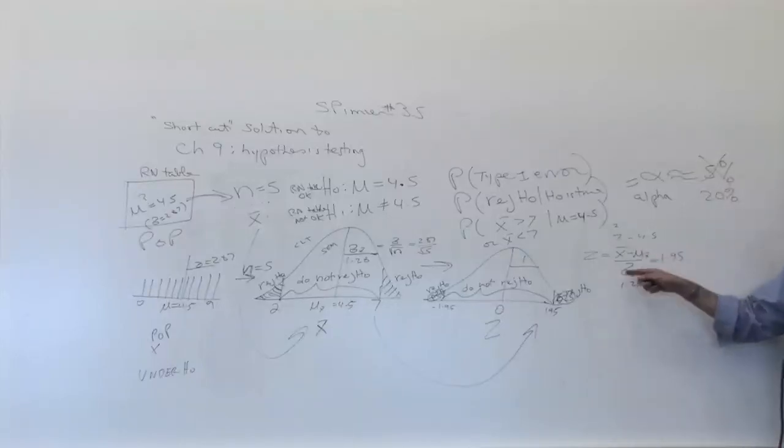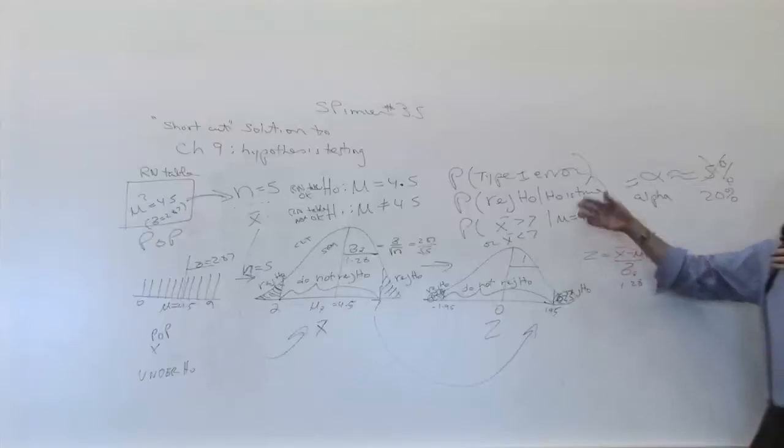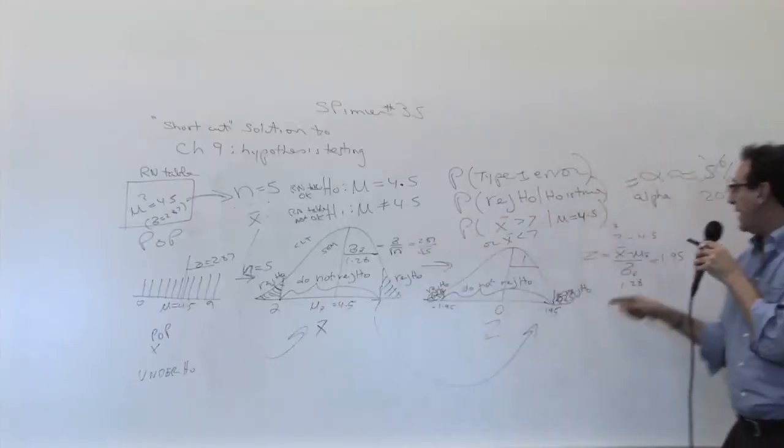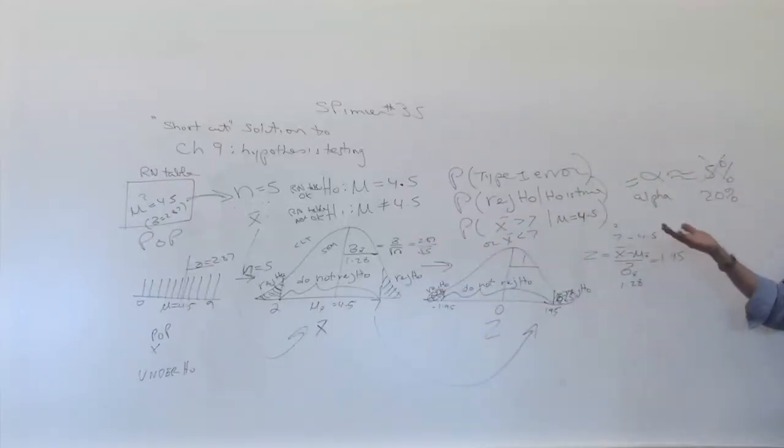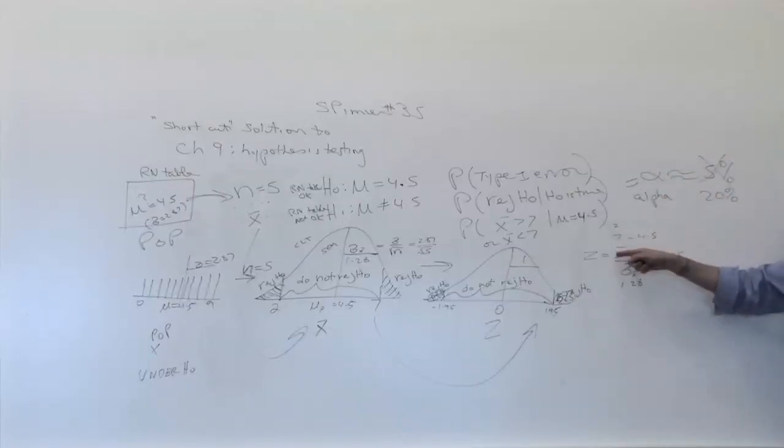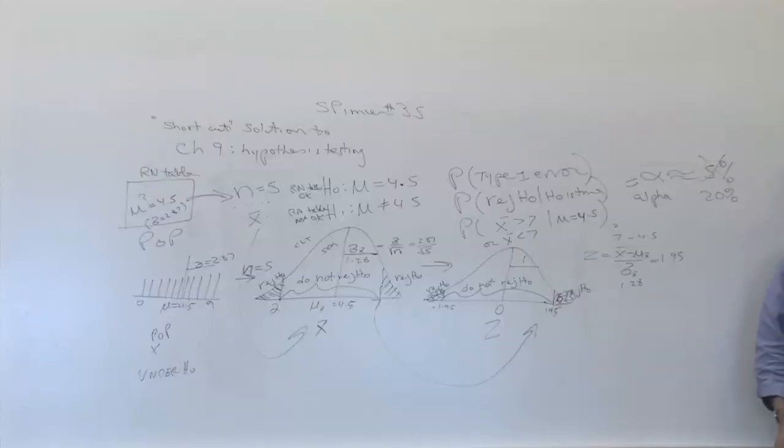What's the unknown here? Is sigma of x bar unknown? No, it's 1.28. This happens to be a coincidence by doing this little formula. Is mu an unknown? No, it's 4.5. That's the hypothesis. Is the x bar the unknown? Yes, that's the boundary. That's the unknown we're looking for. So you can solve the equation and get your answer in 2 or 3 minutes if you know algebra.